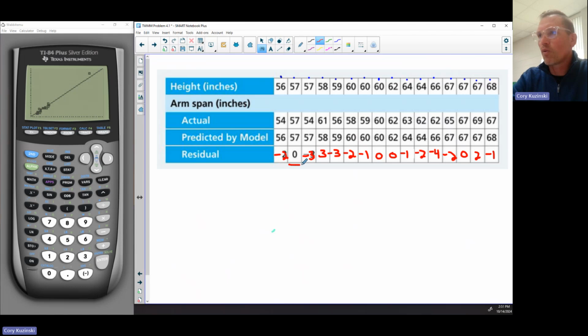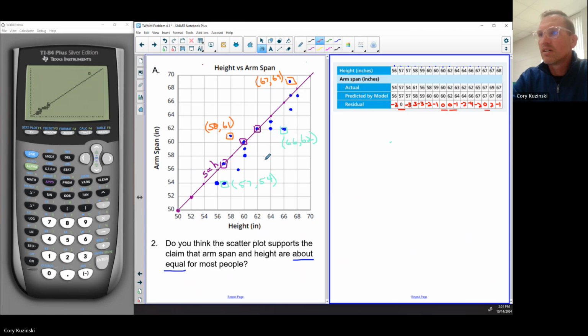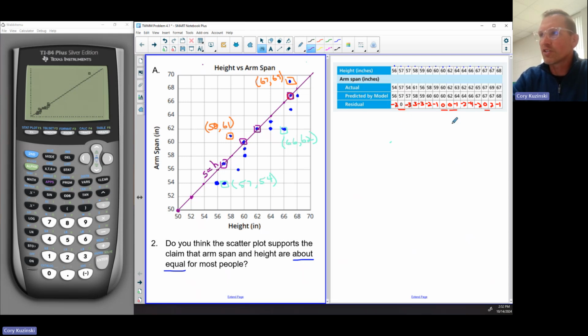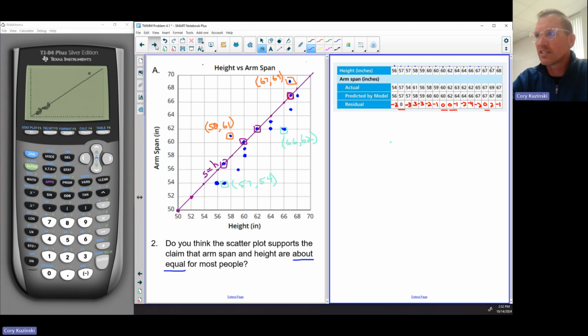So I'm seeing these 4 zeros. How many points were on the line? Yeah, 4, right? There were 4 points on the line. So those 4 zeros are the 4 people whose actual height is equal to their actual arm span. Okay, all right. So what does it ask us to do next?